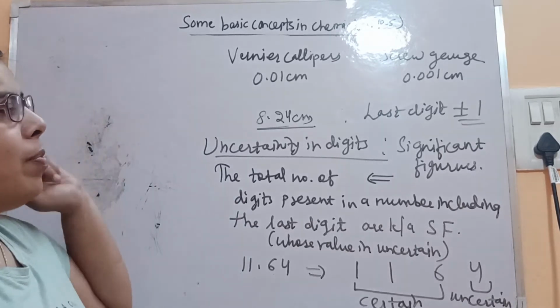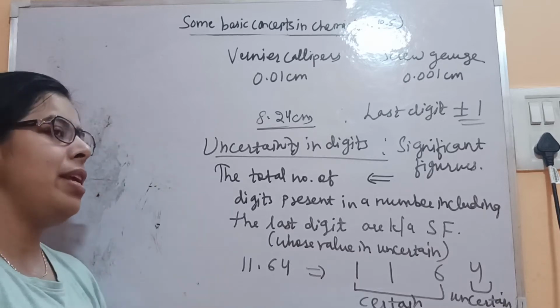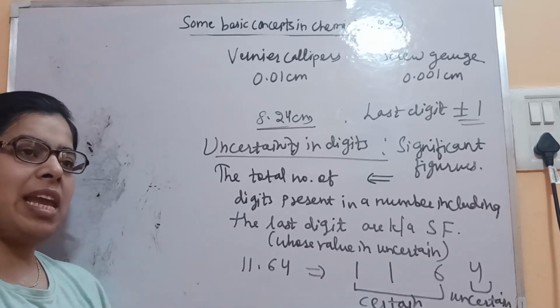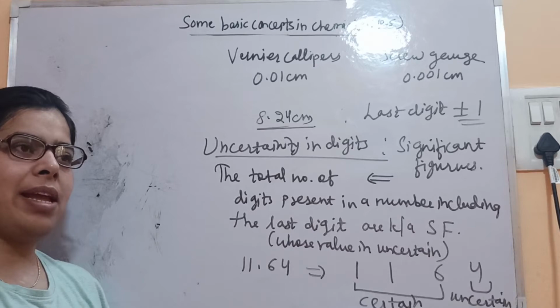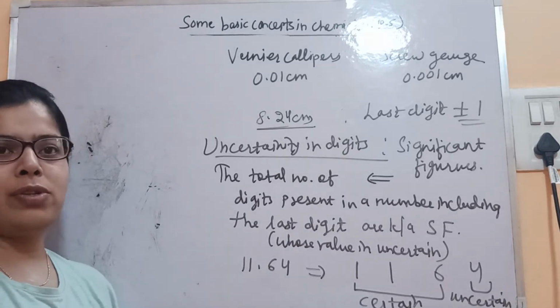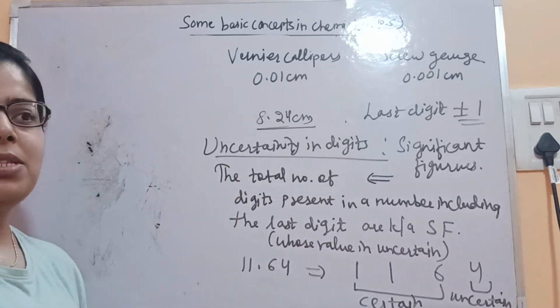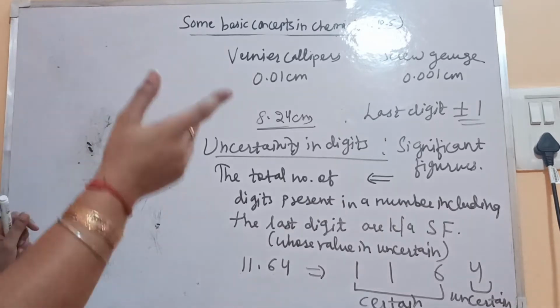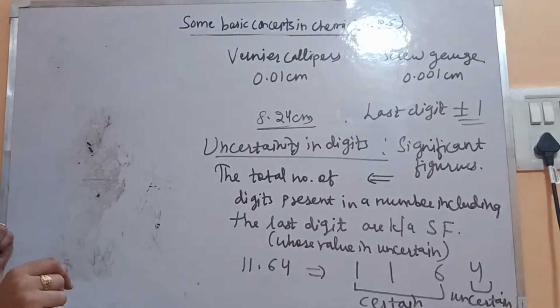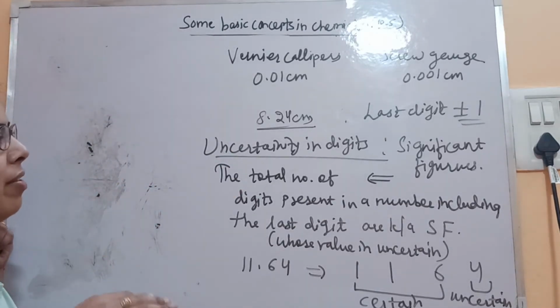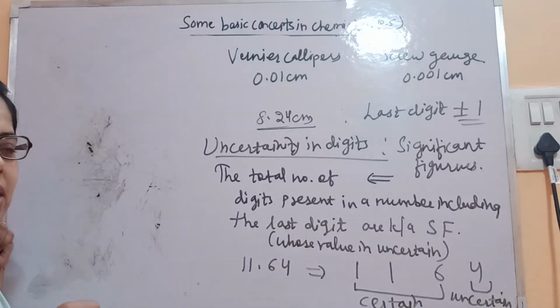Suppose in the previous example we are using the scale, but the exact length of the wire is 8.24, so it means the last digit is uncertain. In that case, that's why we are introducing the concept of significant figures.